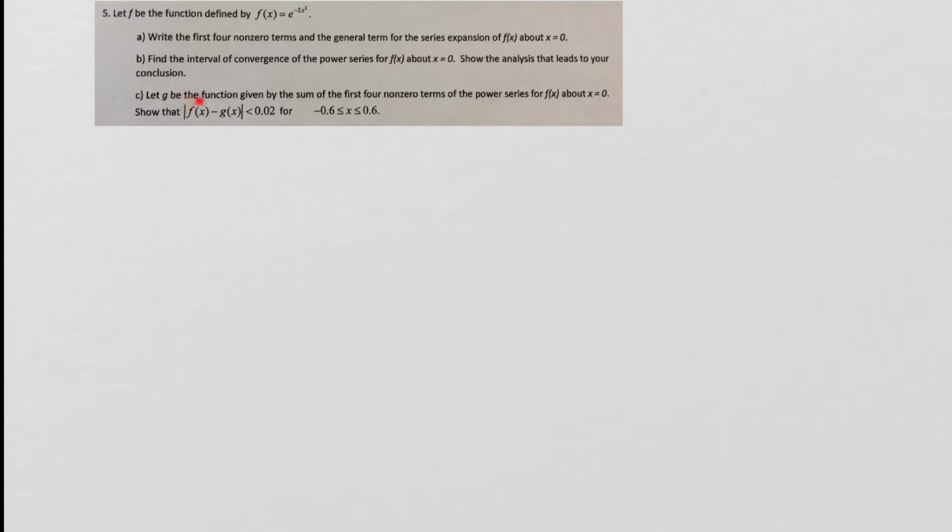And then they have this weird spot where it's like, give the sum of the first four non-zero terms, and then show that g minus f, or f minus g, absolute value is less than 0.02. To me, when I read that at first, this looks a lot like the alternating series error bound, and I sort of hope that alternating series shows up as I go through. This is very much like an AP type problem, part of what they would ask on the FRQ section.